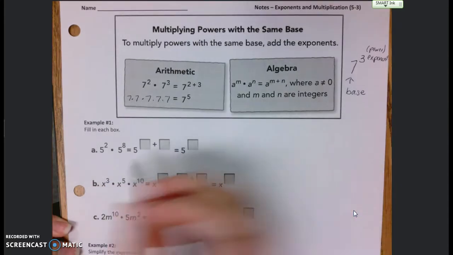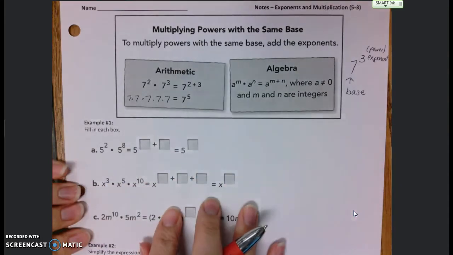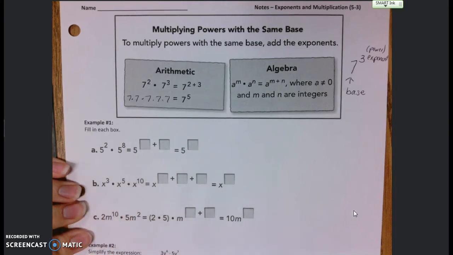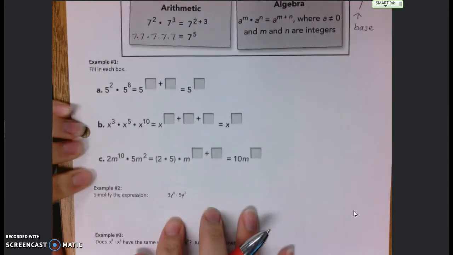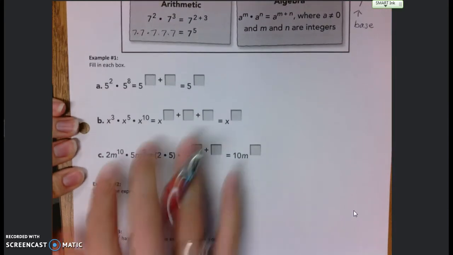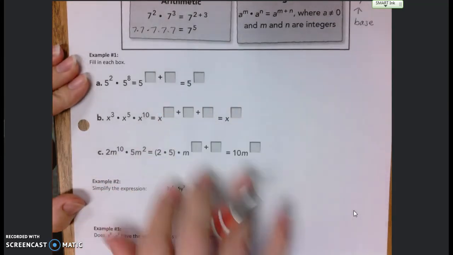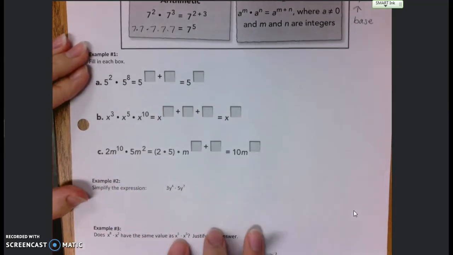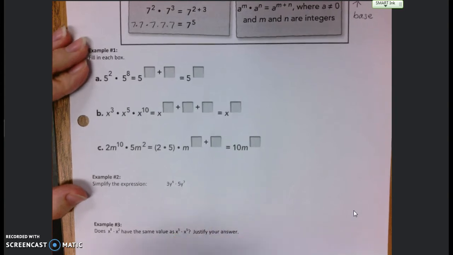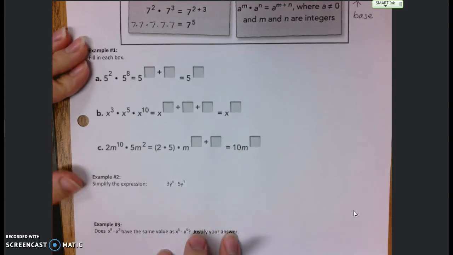So, question number 1, parts A, B, and C. Your questions are eventually not going to be broken down like this for you. This is a little bit easier when they have the boxes because they're giving you a reminder of what you need to do. So just know that they will get a little bit more complicated than this.